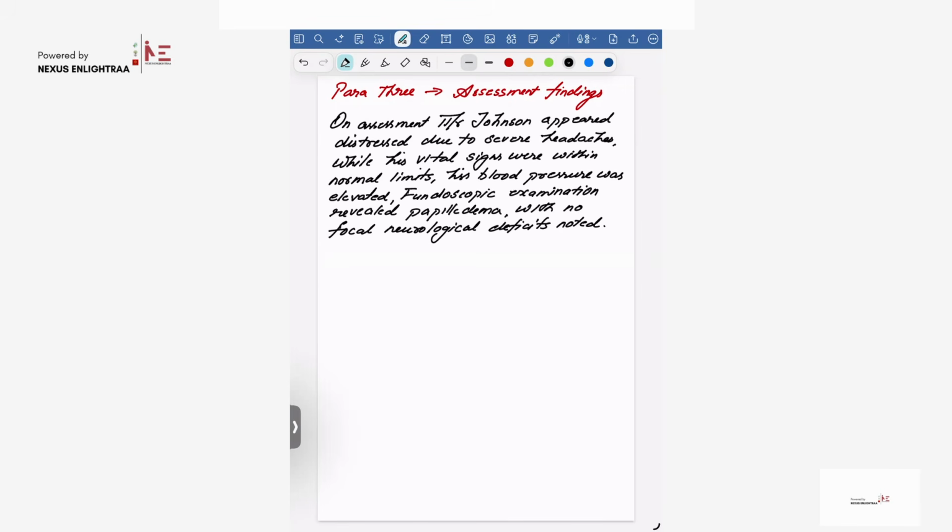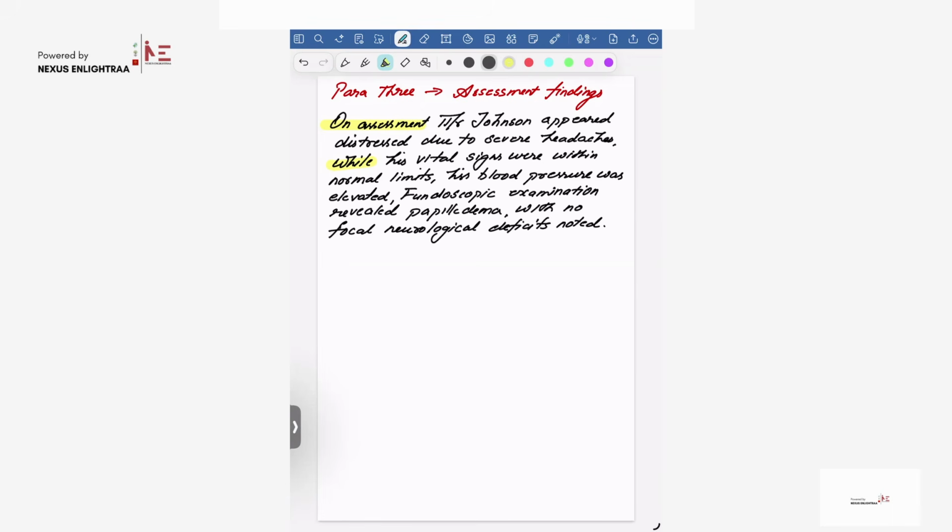Now, a few things to notice. The phrase "on assessment" is a clean, professional way to open the paragraph. It signals clearly to the reader that you are now describing the clinical findings. If you see in here, we use the word "while" to create a contrast. Vital signs were normal overall, but blood pressure was elevated. Usage of words like "while" and "however" is one of the criteria OET examiners use to check how good you are with the language, specifically grammar and how you connect your ideas.